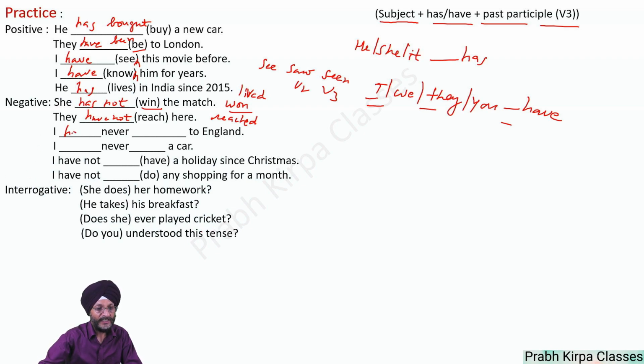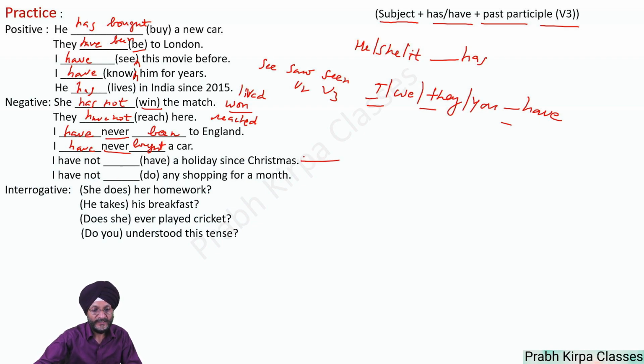Next, I, we will use have. I have never been. Third form of be. I have never been to England. Next, we will not use not again, because not is already there in the form of never. So I have never bought a car.